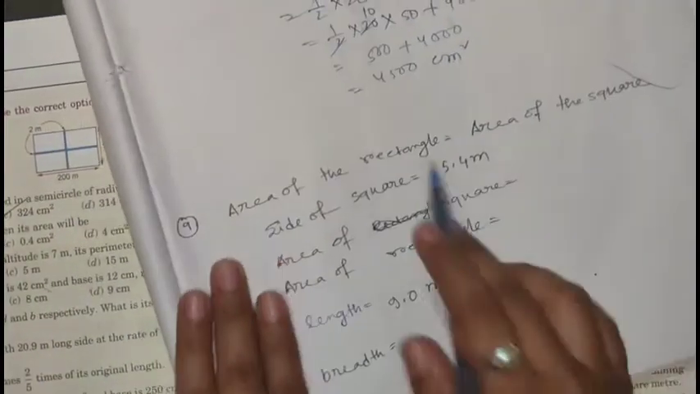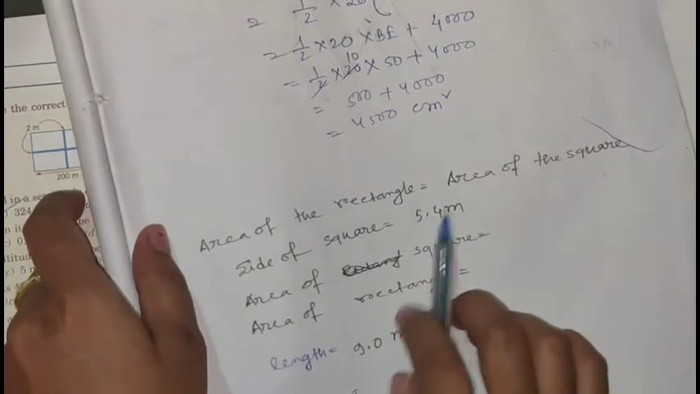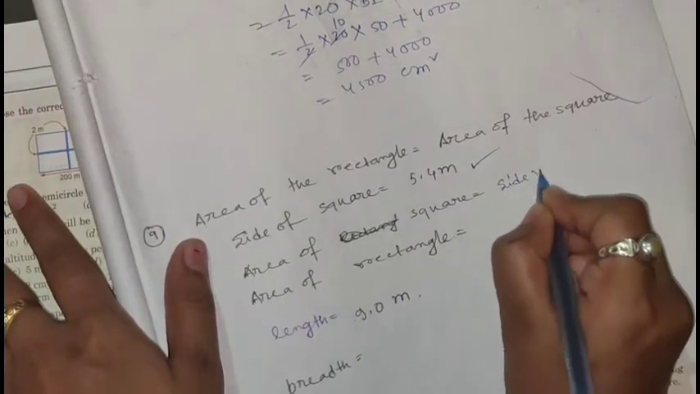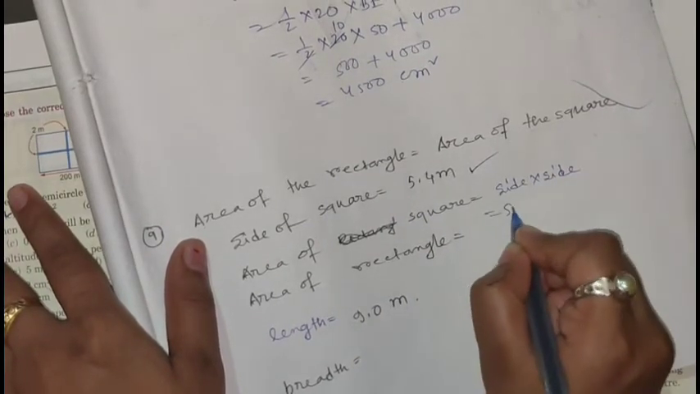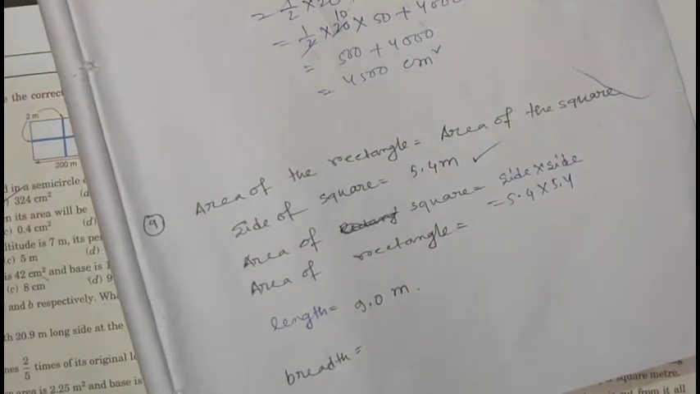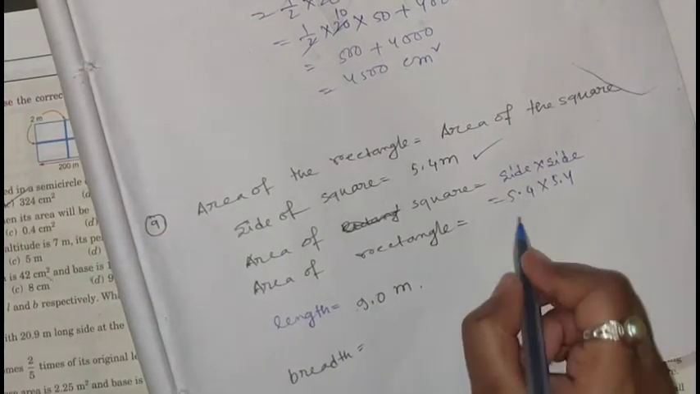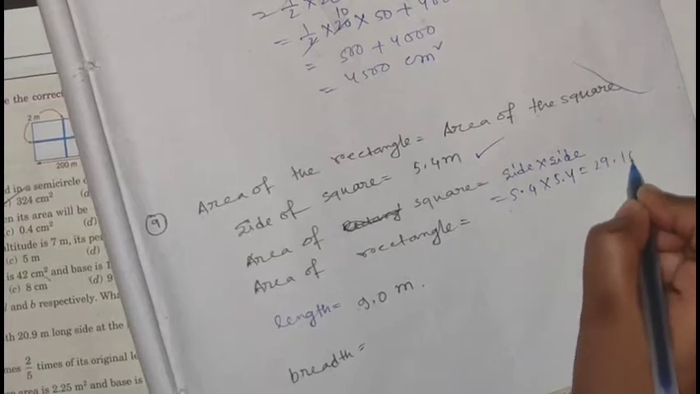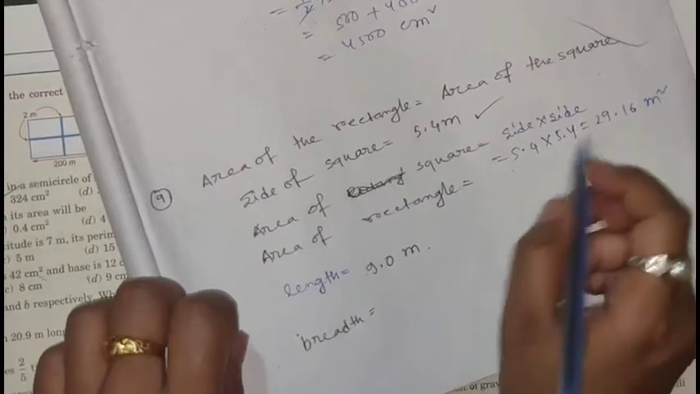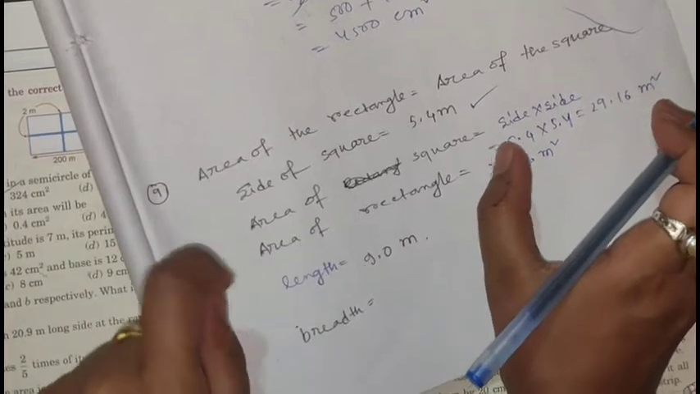Area of the rectangle equal to area of the square. Side of the square is given, it is 5.4 meter. Then the area of the square will be side multiplied by side. This will be 5.4 multiplied by 5.4. If you multiply 5.4 and 5.4, you can get 29.16 square meter. Then the area of the rectangle will also be 29.16 meter square, because the area of the rectangle and area of the square are same.